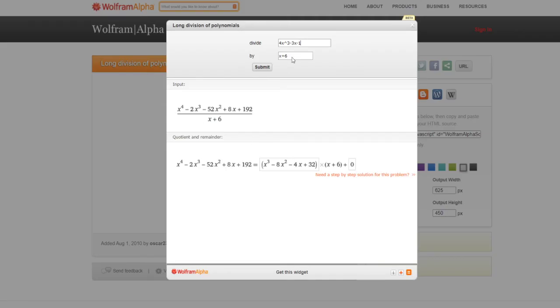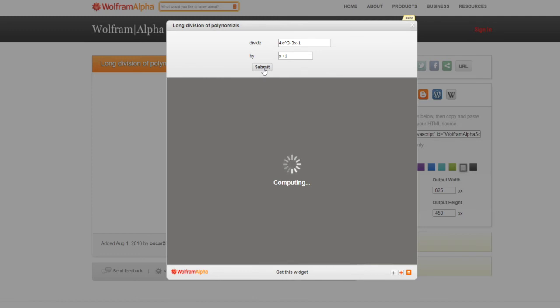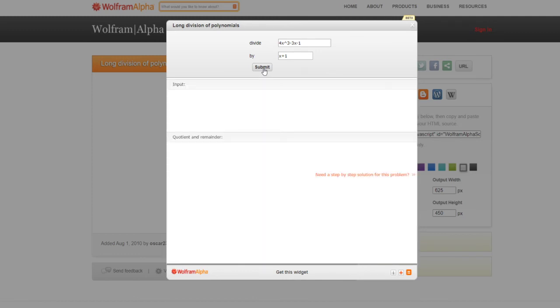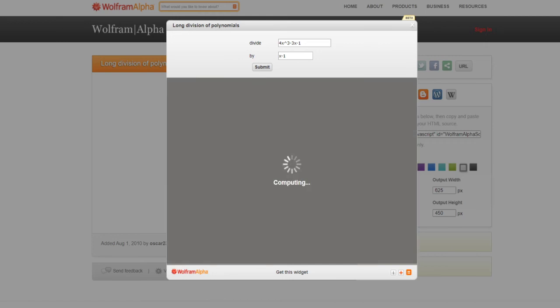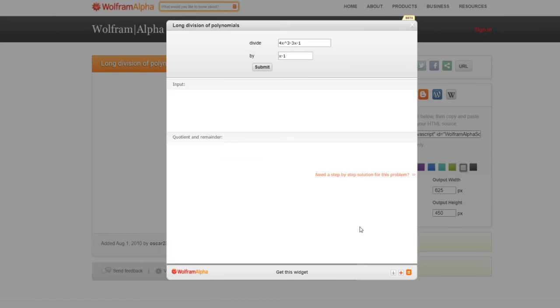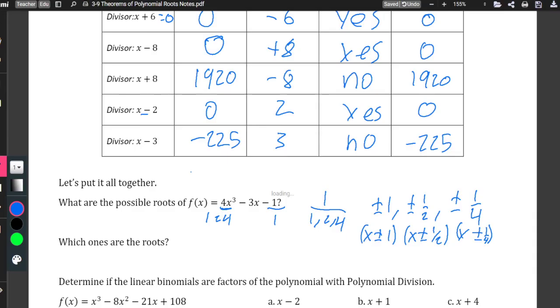So let's just try x plus 1. See what that gives us. It gives us a remainder of -2, so that is not a valid factor. So let's try x minus 1. That gives us a 0 as a remainder. So one of our roots is, well, it's going to be at x minus 1, so at x equals 1.